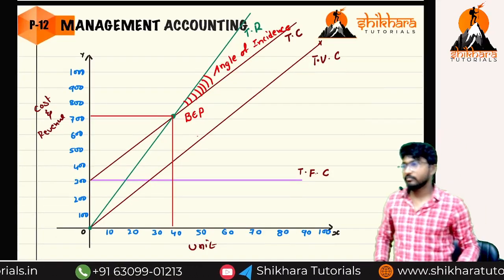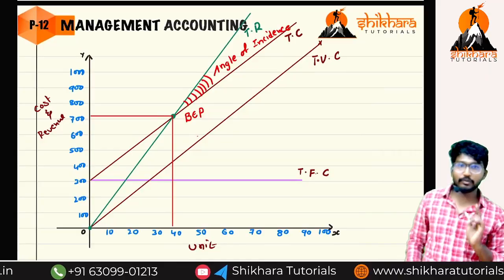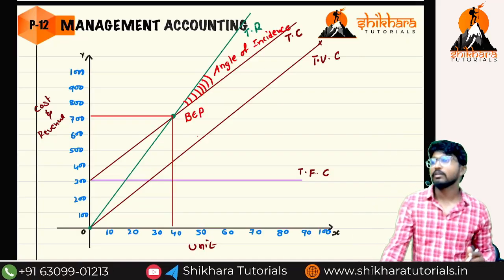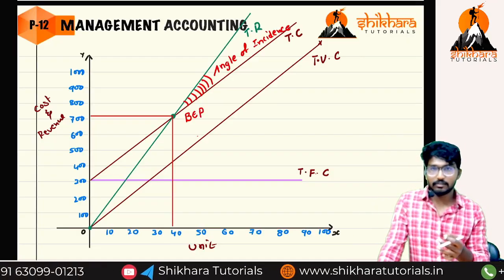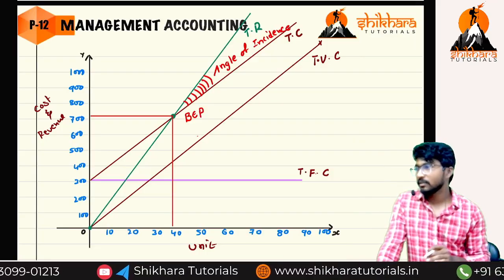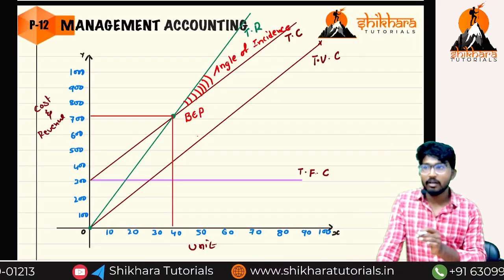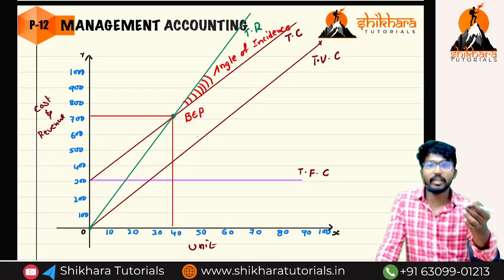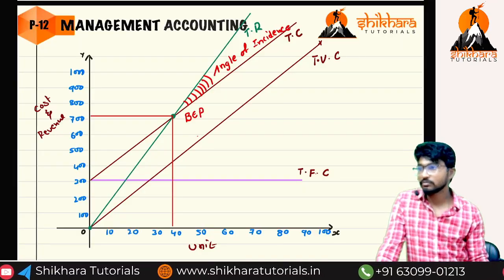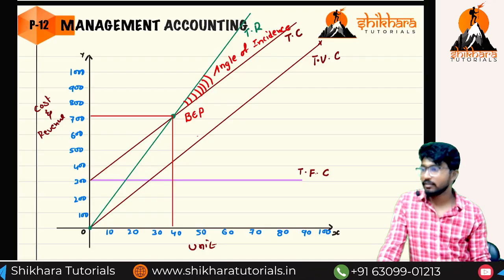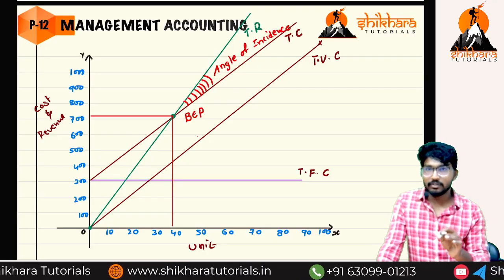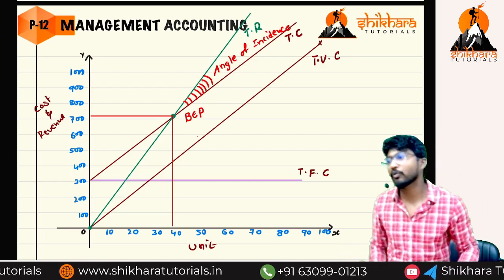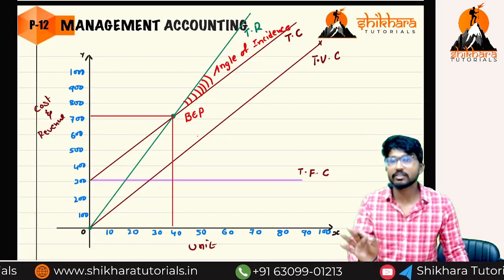Now tell me, what will happen to the break even point if sales units increase? Will the break even point go high, or go low? If the number of units increases, there is no change in the break even point. It will stay constant. Why?